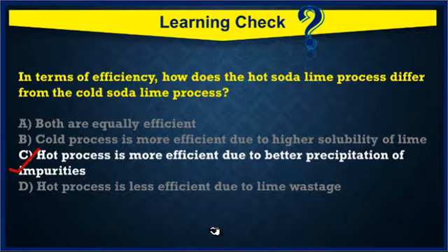Yes, you are right. Option C is the correct option. That is, the hot process is more efficient due to better precipitation of impurities. Option A, both are equally efficient, is incorrect. Option B, cold process is more efficient due to the higher solubility of lime, is also incorrect. D, hot process is less efficient due to the lime wastage, is also incorrect. So option C is the correct answer for this question.